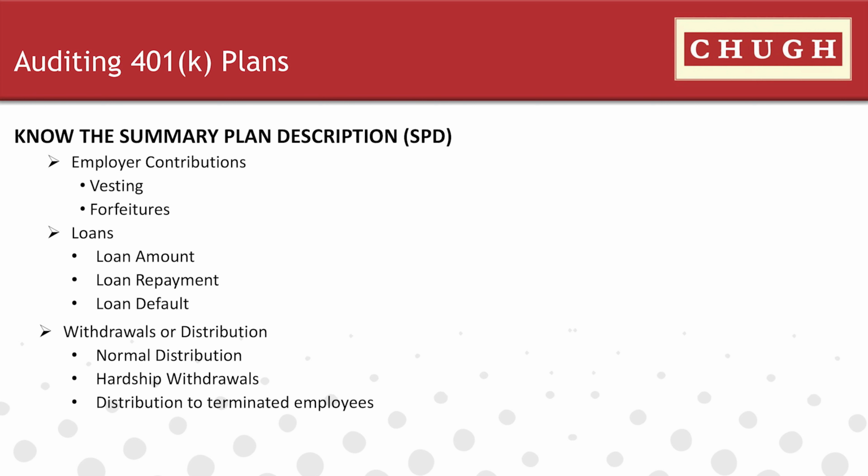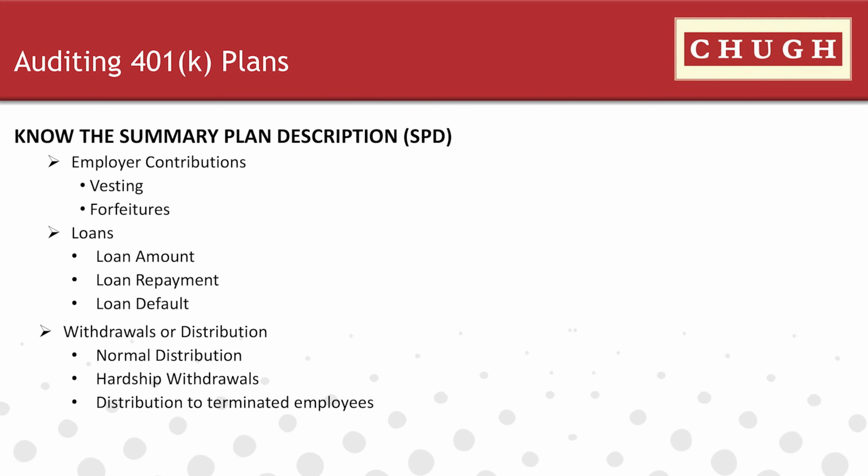Or it will be used for payments necessary to prevent the eviction of the employee from their principal residence, or mortgage foreclosure on their residence. Or it can be used for funeral expenses for the employee's parents, spouse, and dependents. And last, it can be used for certain expenses related to the repair of damage to their principal residence.